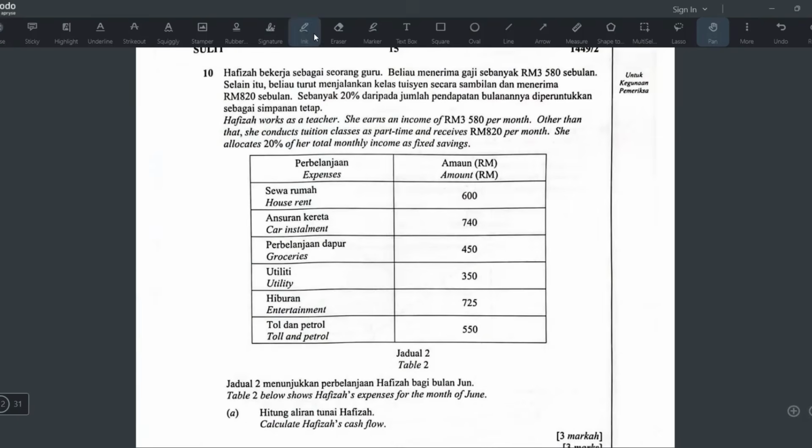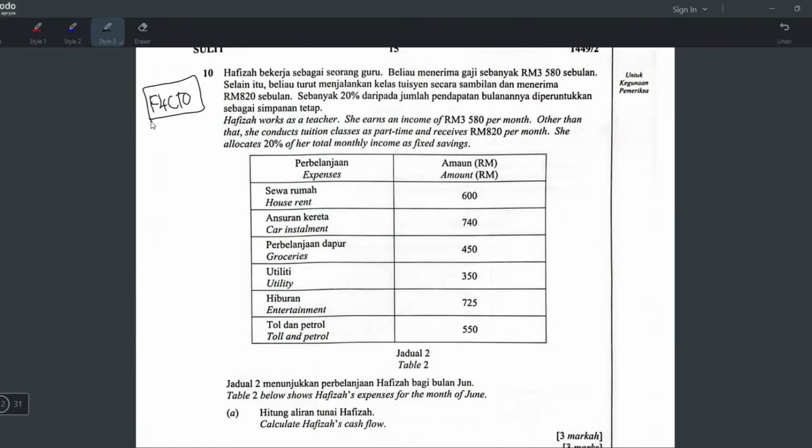Okay, number 10. What chapter is this? Looks like Form 4 chapter 10. Yeah, the financial management. In Malay, pengurusan kewangan. Okay. Okay, let's do it.